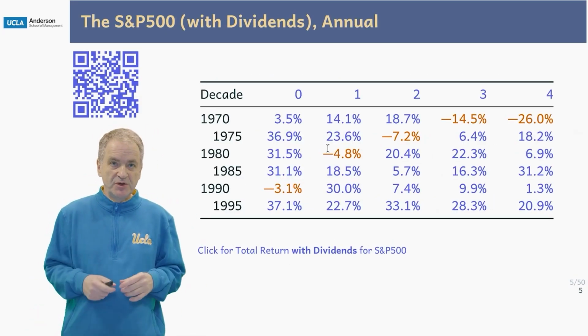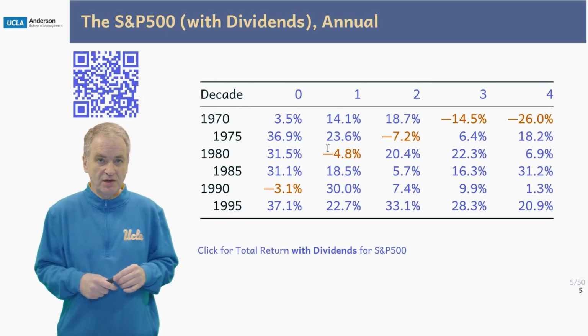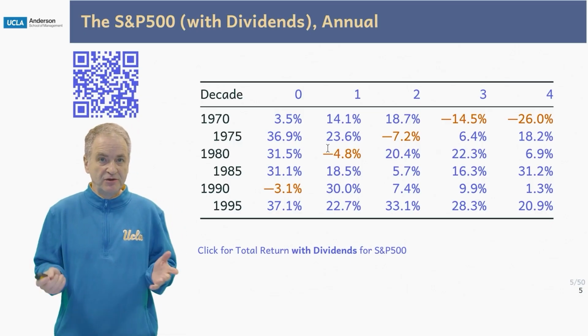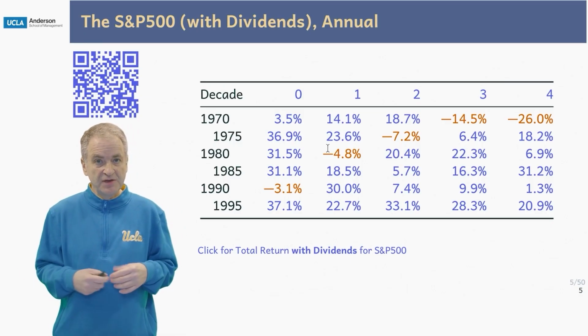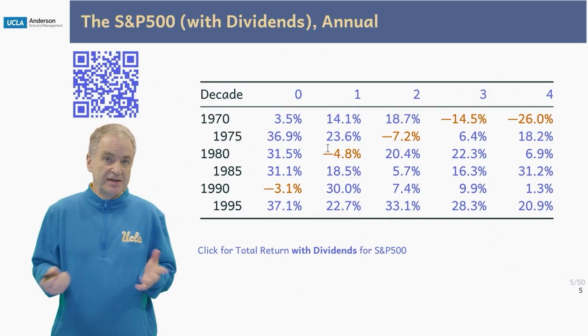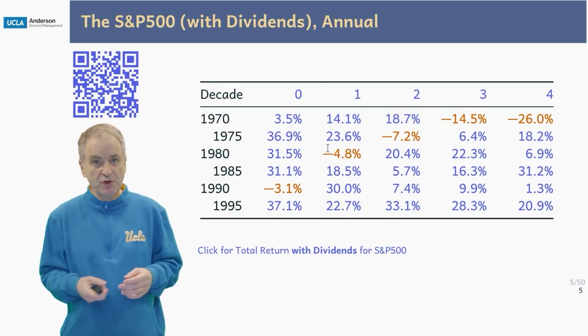Now, here I've put for you the total rate of return on the S&P 500 in different years. So in 1970, it was 3.5%. In 1971, it was 14.1%.